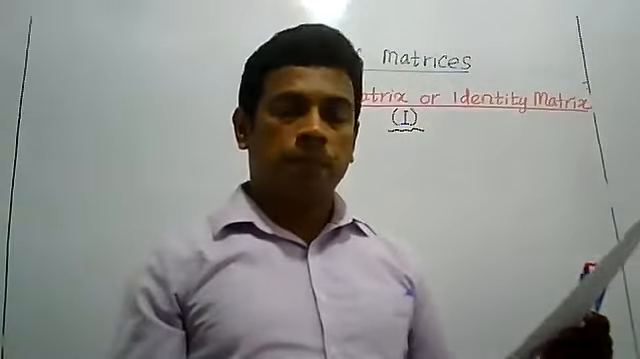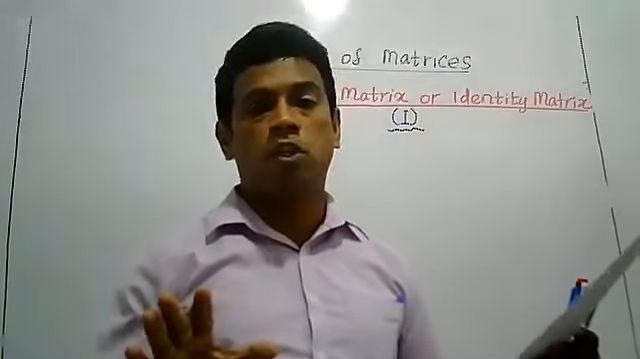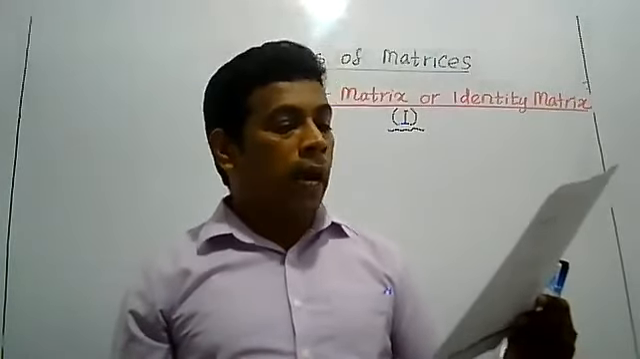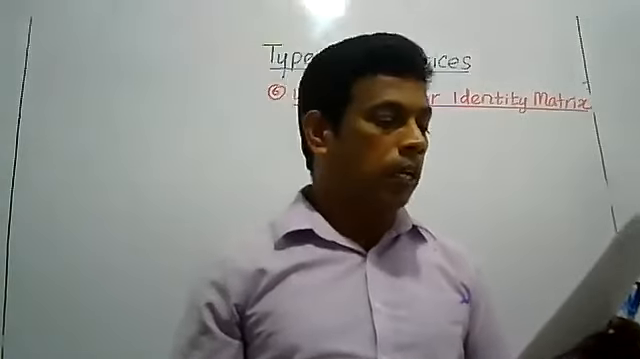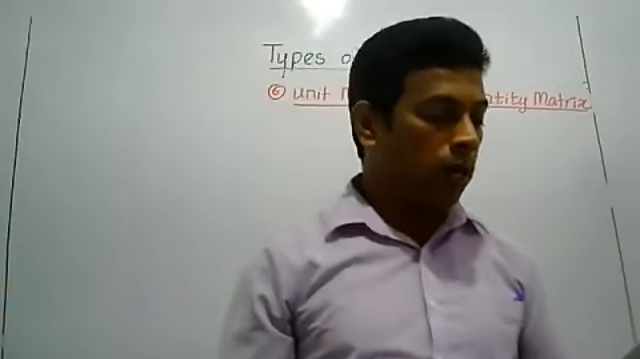Are each equal to units. Then all the elements represented on the main diagonal should be units, that means ones, and all the other non-diagonal elements, the other elements not represented on the main diagonal, are equal to 0. It's called a unit matrix or identity matrix.